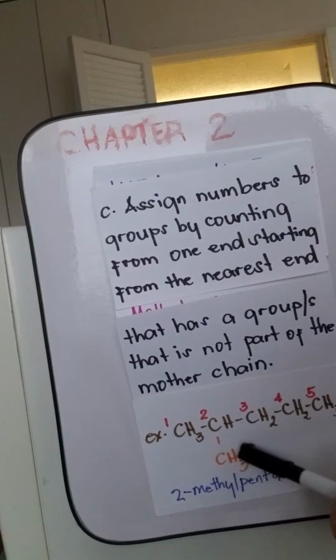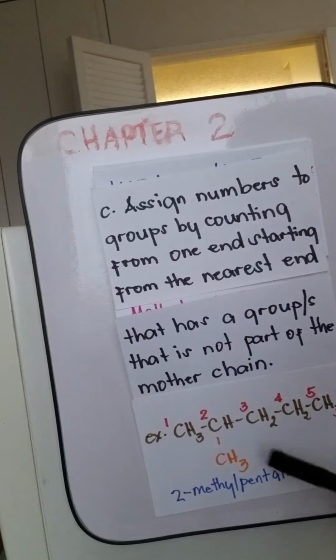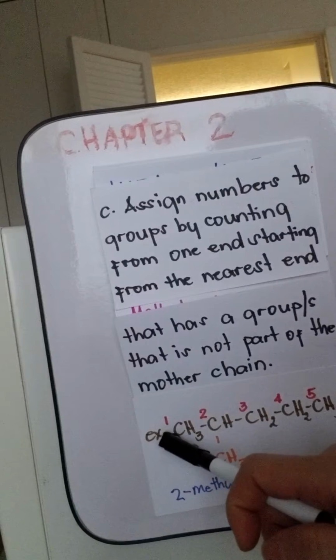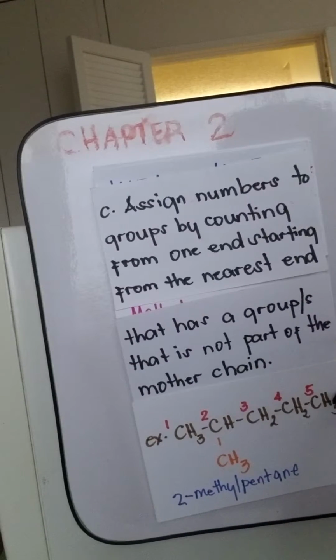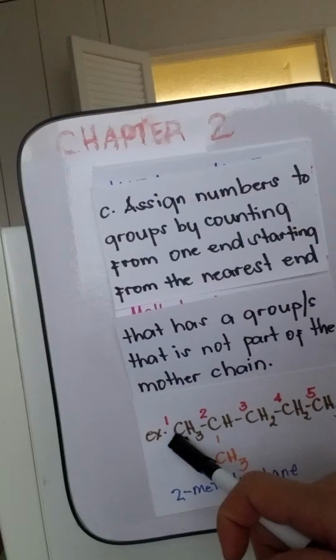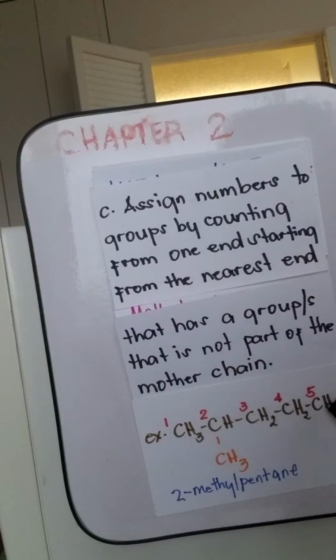You check your other group or the branch attached to your mother chain. What end is that group nearest to? In this case, this methyl group is nearest to this end compared to the other end. Therefore, we are going to assign our first carbon atom to this end. So that's why we have our first carbon atom here. Then second, third, fourth, and the fifth.